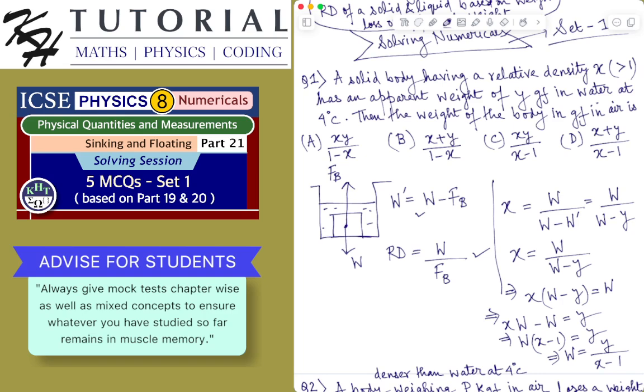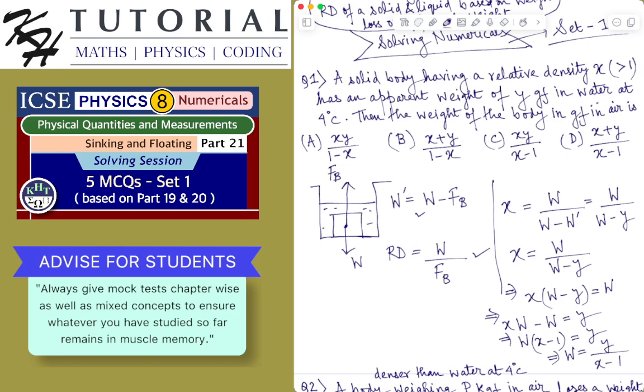A solid body has a relative density. So we know the relative density of a body is found when it is immersed in water at 4 degrees centigrade. RD, the relative density of the solid, will be equal to the weight of the body in air divided by the buoyant force, which is correct. And buoyant force is equal to W minus W dash. So we have RD is equal to W by W minus W dash, which is fine. So x is equal to W by W minus y.